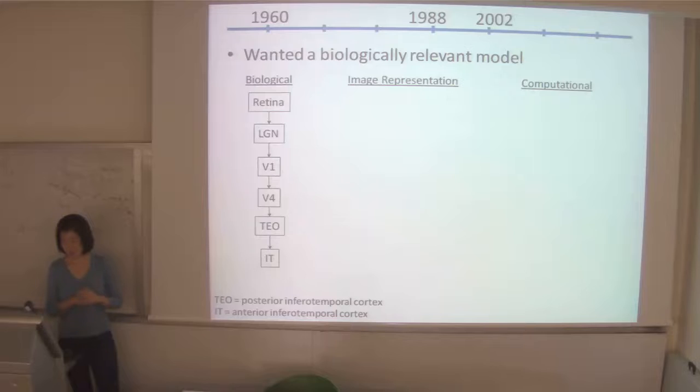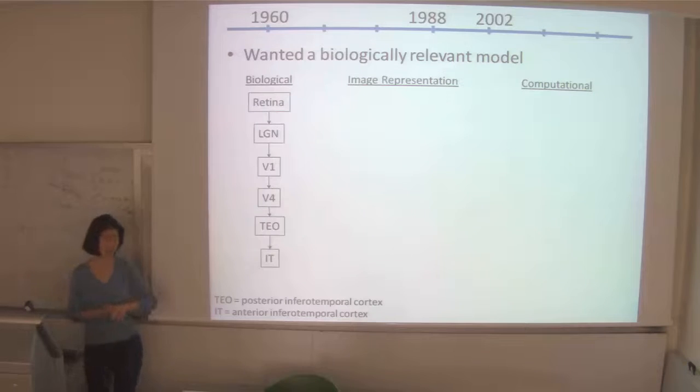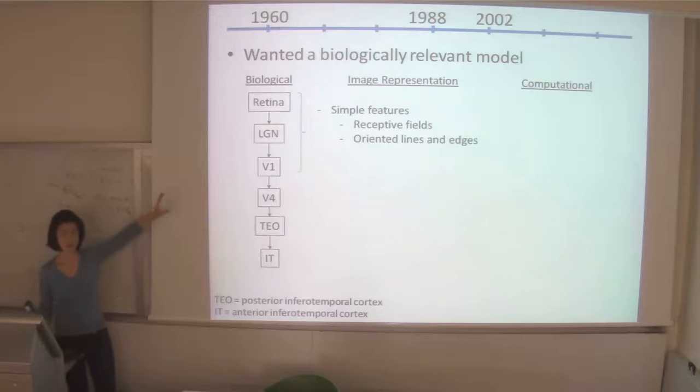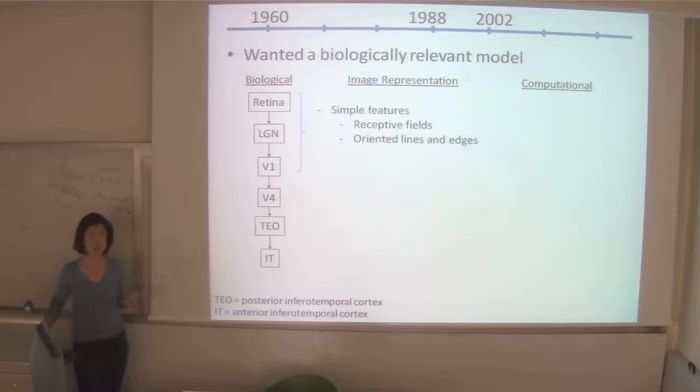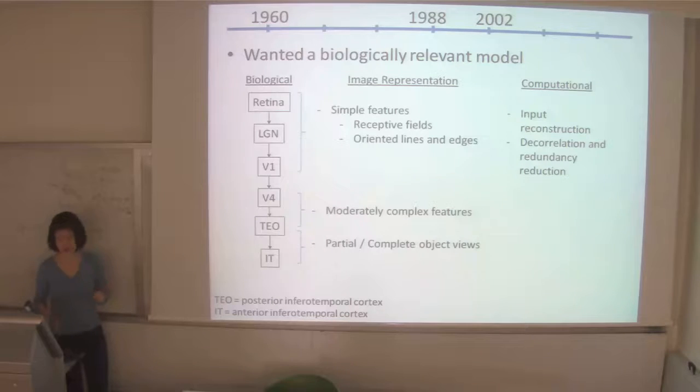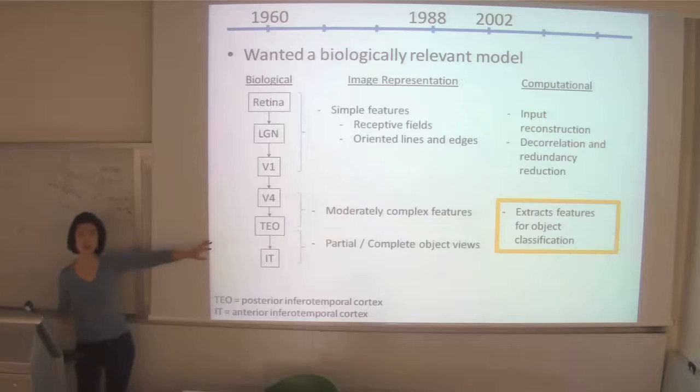So in the brain, biologically, as we've learned from Shaul and Uri, the visual stimulus goes into the retina to LGN, V1, V4, TO, and IT. And we know that at the first couple of stages, it represents very simple features like edges and receptive fields. In the later stages, and computationally, it does input reconstruction. It takes the light and transforms it into electrical signals. We know that later on, it represents moderately complex figures, and that eventually, at a higher level, it does partial and complete image representation. But computationally, it was unknown at that time.